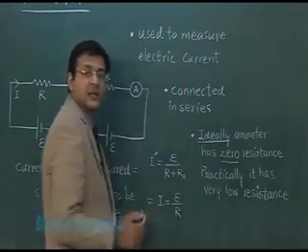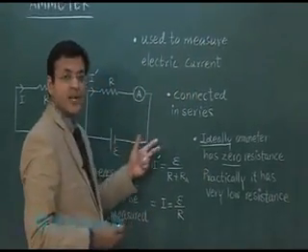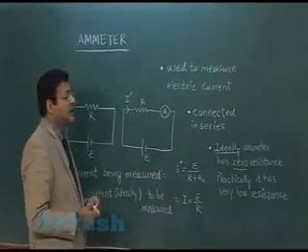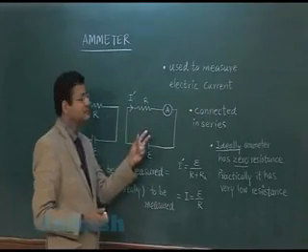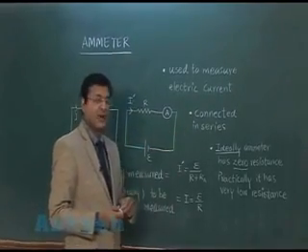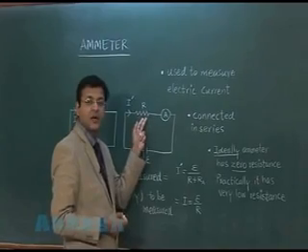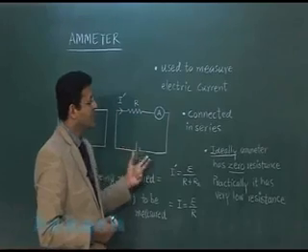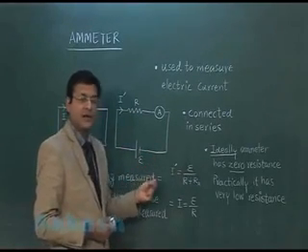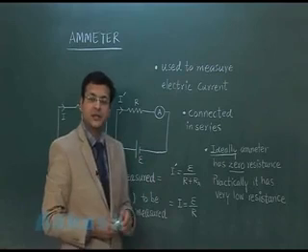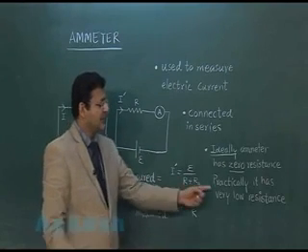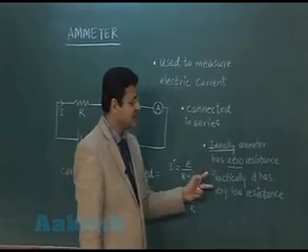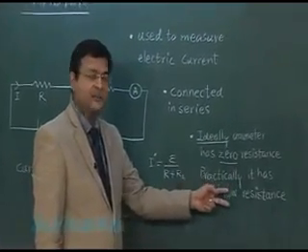You understand? These are the main points: this ammeter is used to measure the current. For measuring the current, it should be connected in series. You have to connect the ammeter in series. In series with what? With the element through which the current is to be measured. Then you have to keep in mind that if you want to keep the error minimized, then practically the resistance of the ammeter should be very low.